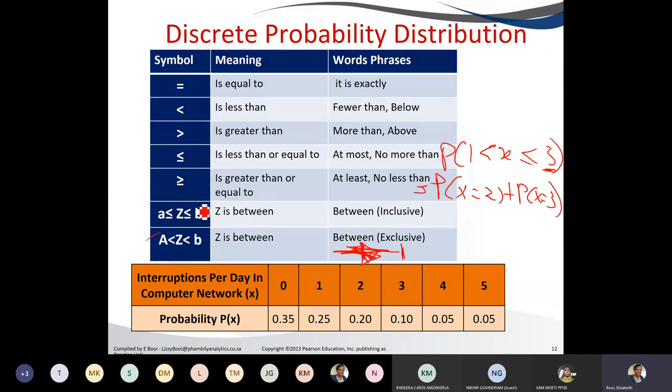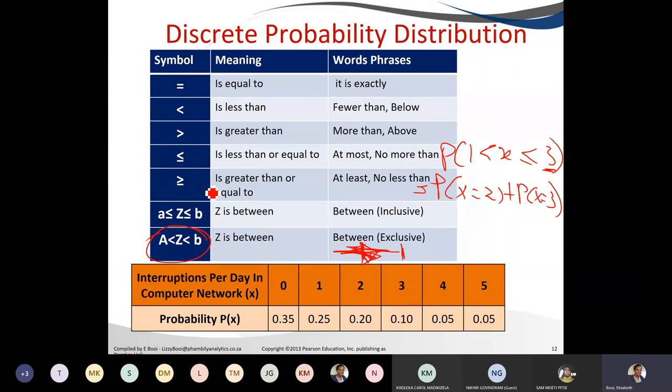The same as when it is exclusive, both sides. Therefore, if they say it is between 0 and 1, and it's exclusive, it means it does not exist. The probability should be equal to 0. But if they say it's between 0 and 3, and it's exclusive like that.